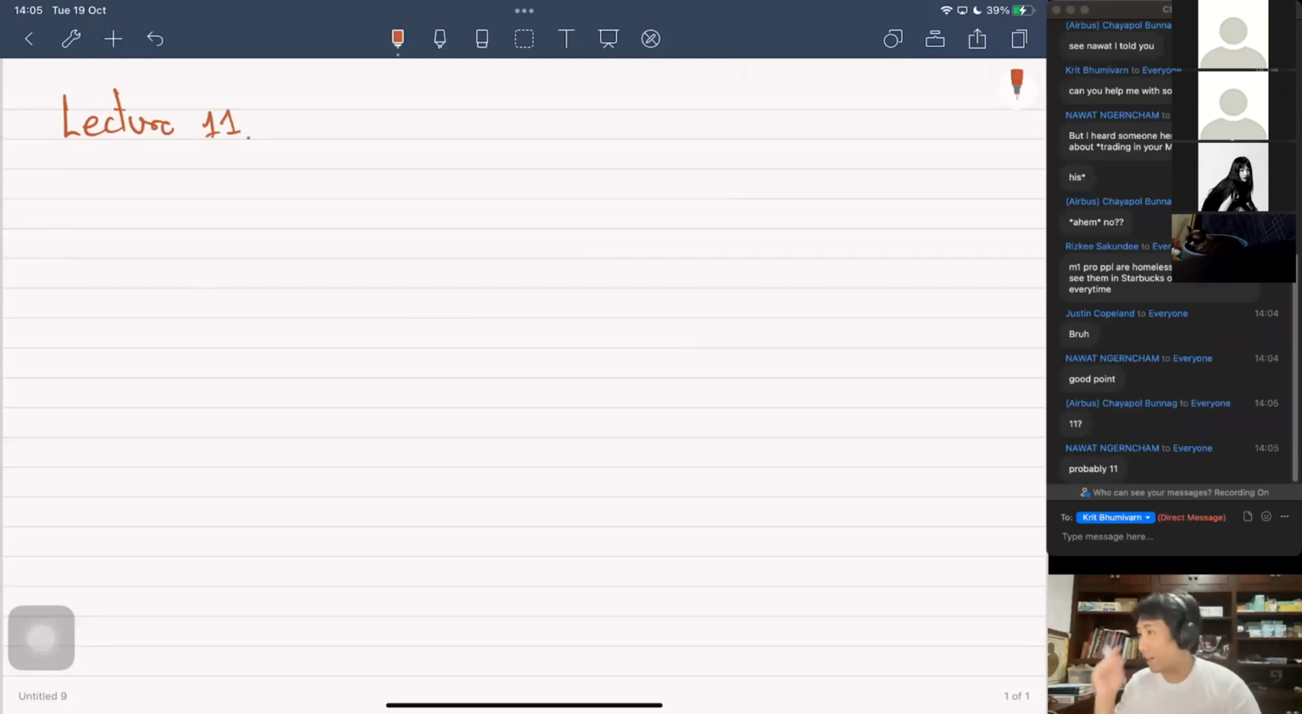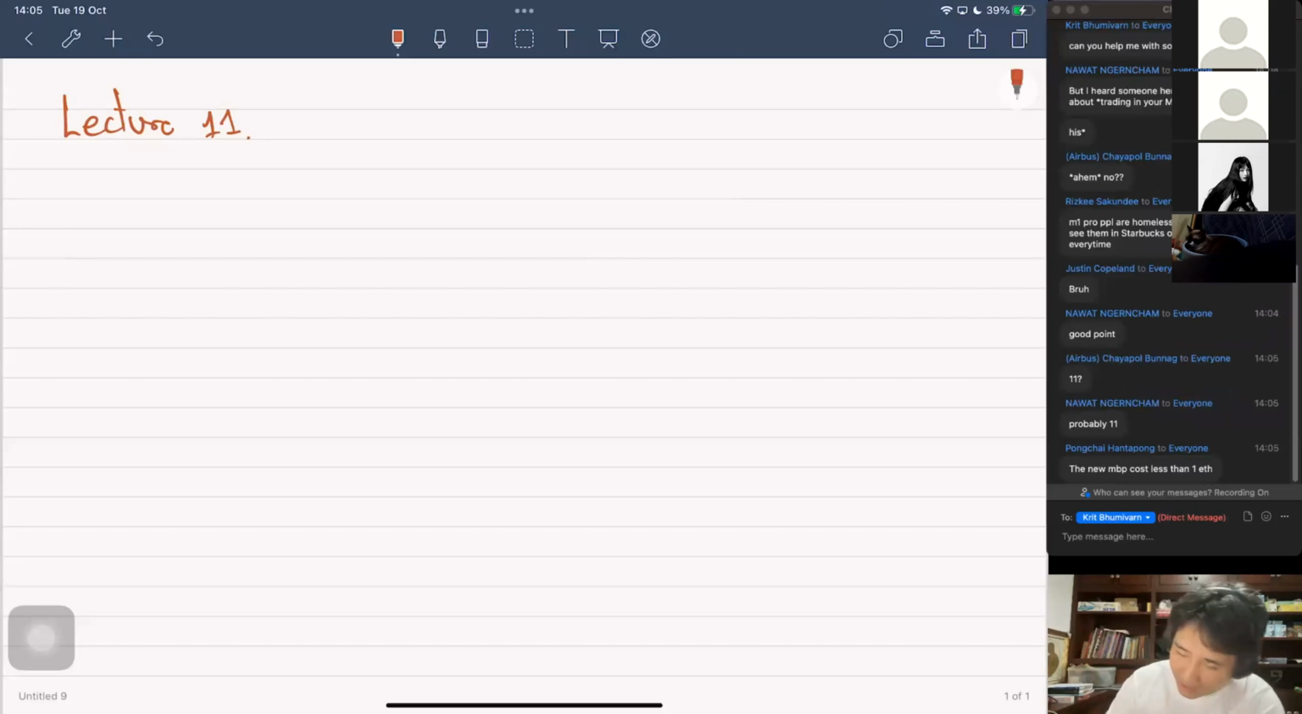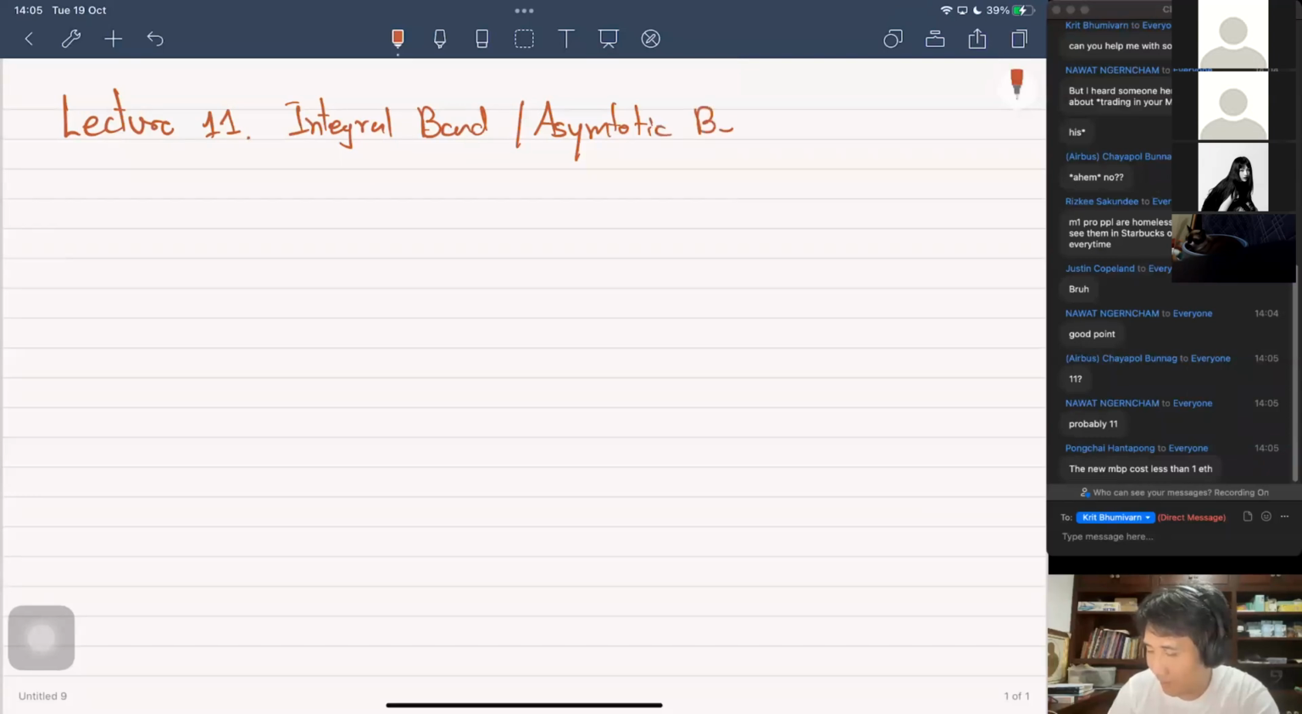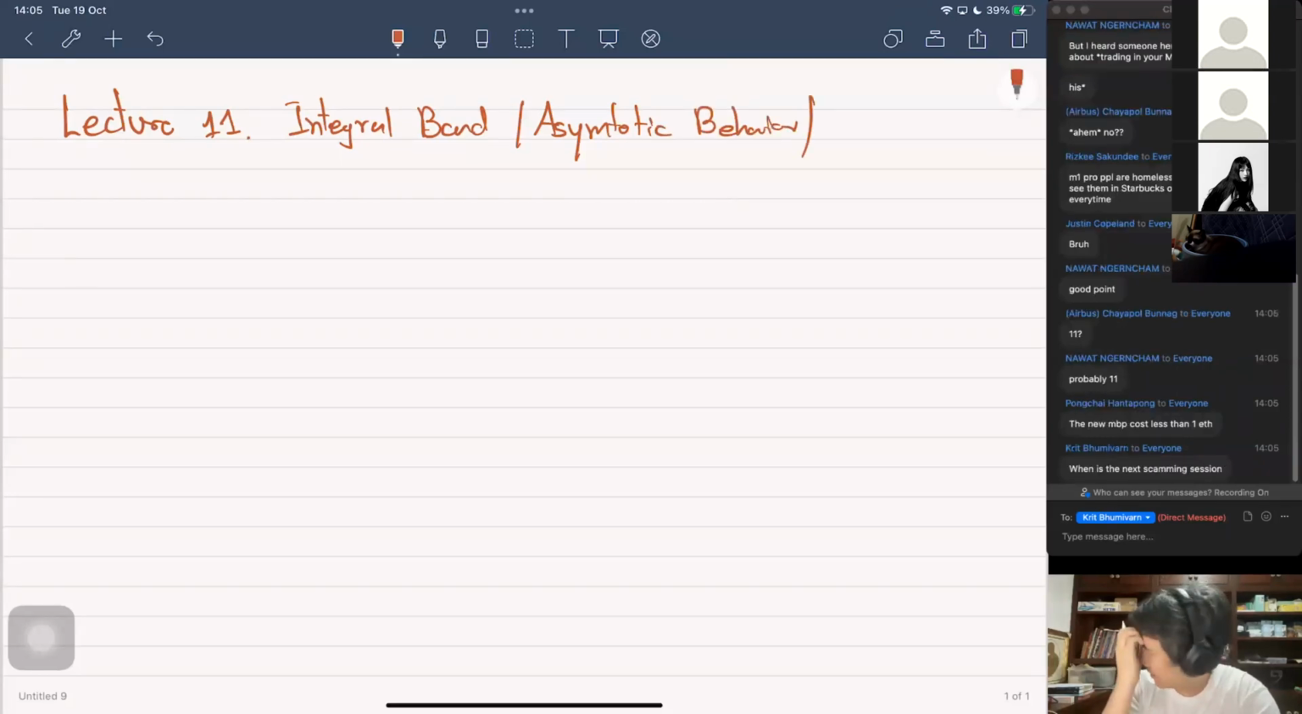Lecture 11. Okay. So today we're going to learn something which is called integral bound, asymptotic behavior, and what's the other one called? Recurrence, which we're going to do next time too. We're going to do it here and then another time. Today is more mathy than usual, but it's easy though because it doesn't require so much imagination.